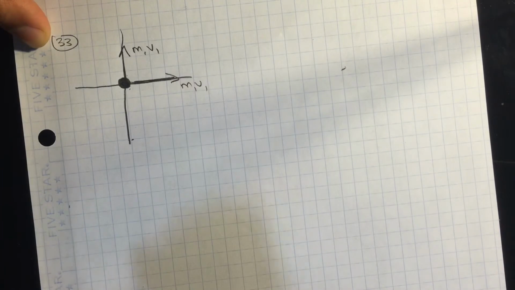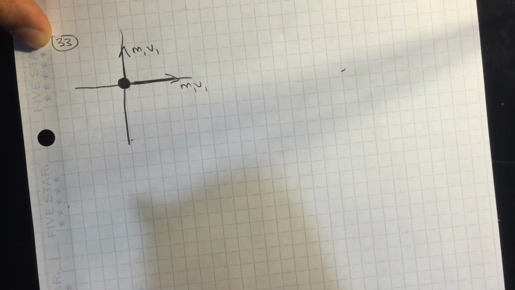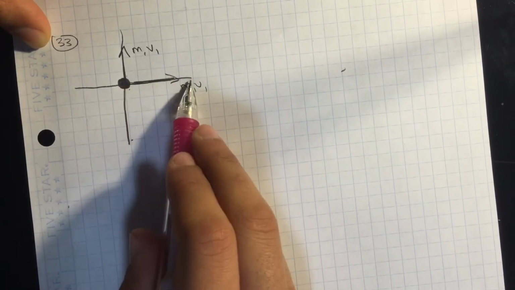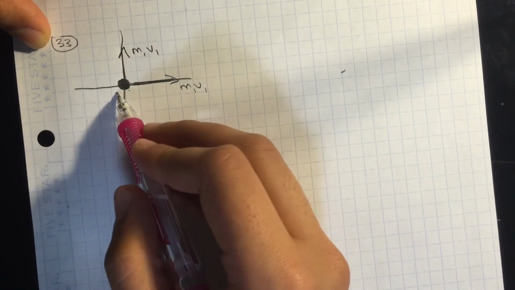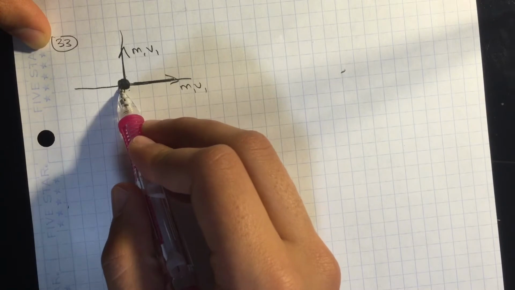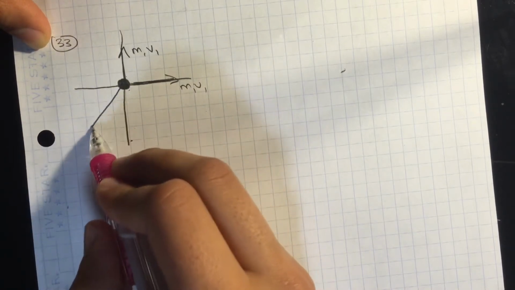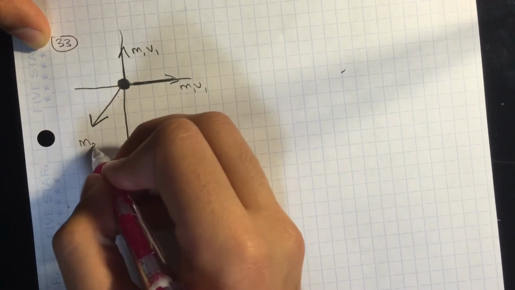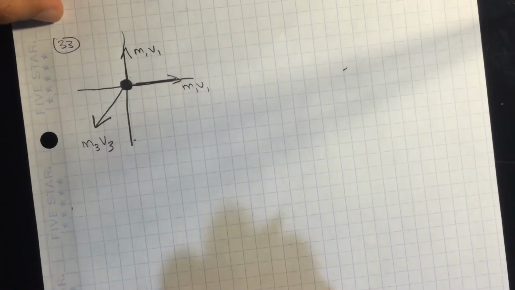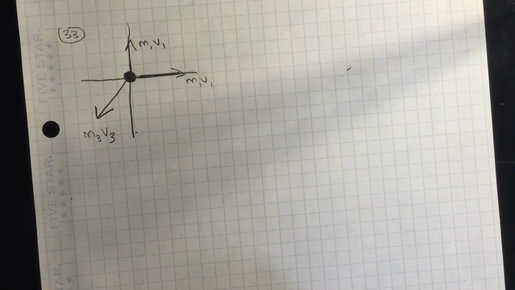And since this is a conservation of momentum problem, and we see that these move in the positive y and positive x, we can see that the third piece is going to have to compensate for that and go into the negative y and negative x direction. So this is going to be m3 v3. So we can assume that both components of our velocity are going to be negative once we solve for it.